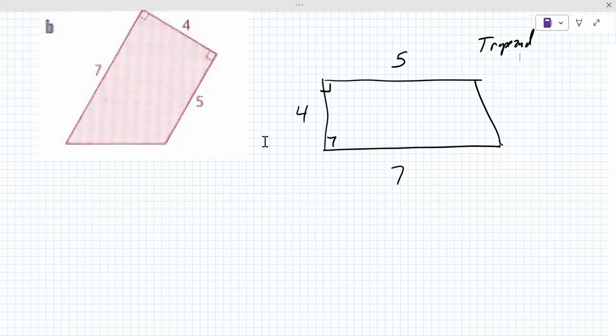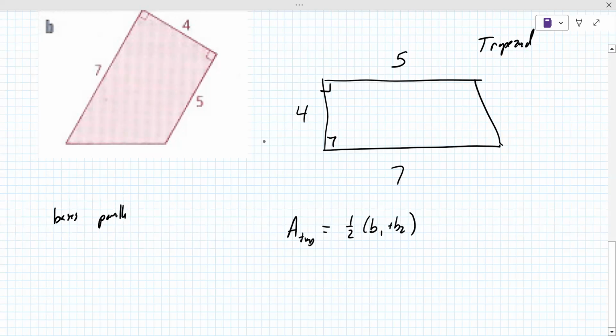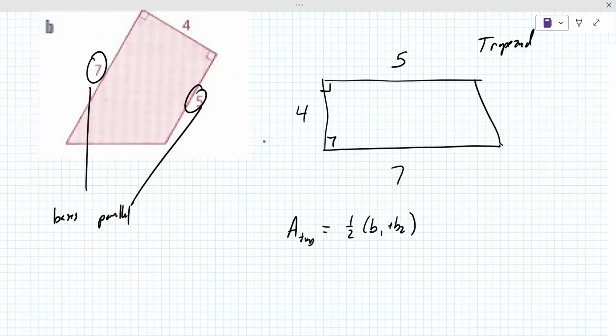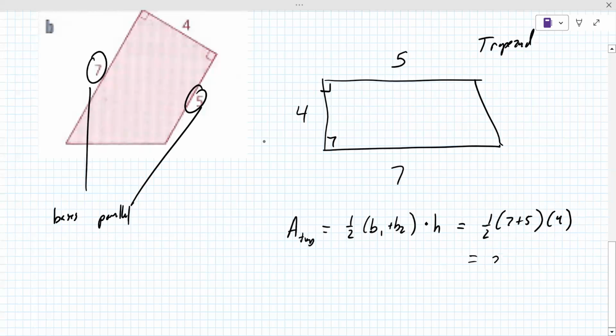But I only asked because I would tell you this might be a formula to write down. The area of a trapezoid is 1/2 base 1 plus base 2. And sometimes there's confusion about which is base 1 and base 2. The bases have to be parallel. So this is a base and this is a base in this problem. You can't go by eyeballing it and what you feel. It's what is parallel, times the height. So 1/2 times 7 plus 5 times 4. Looks like it might be 24 there.